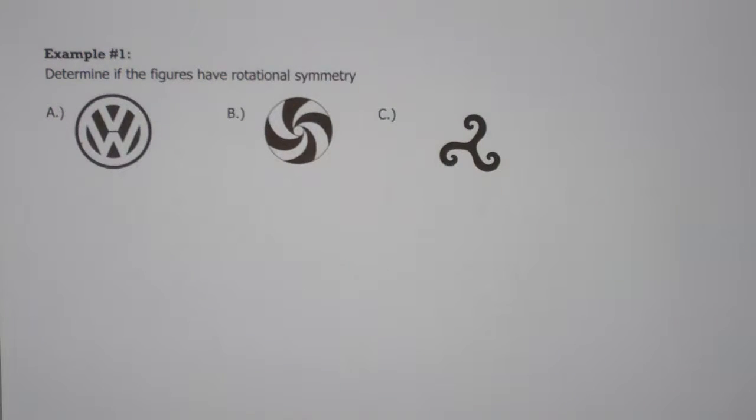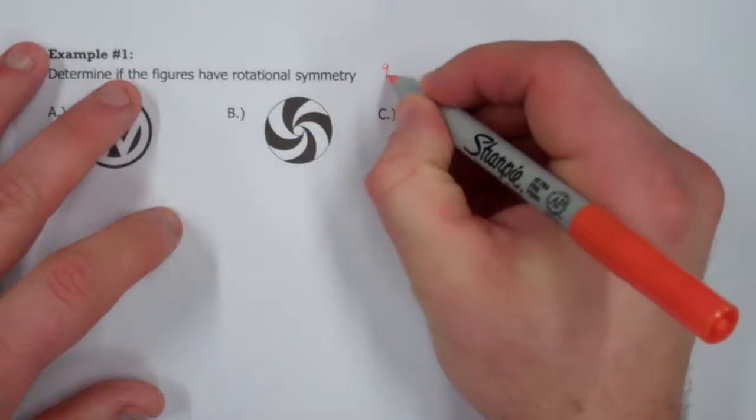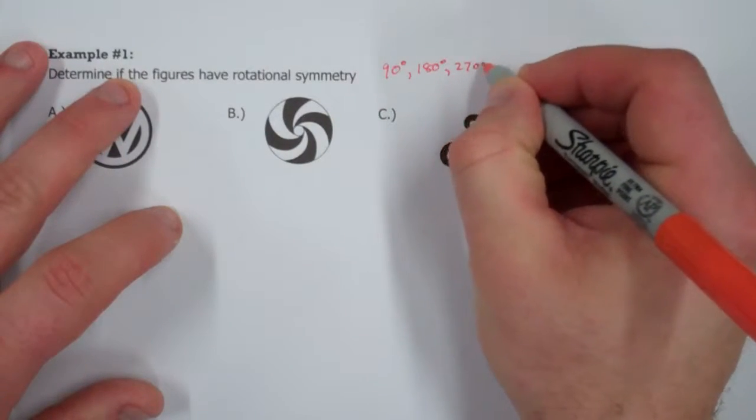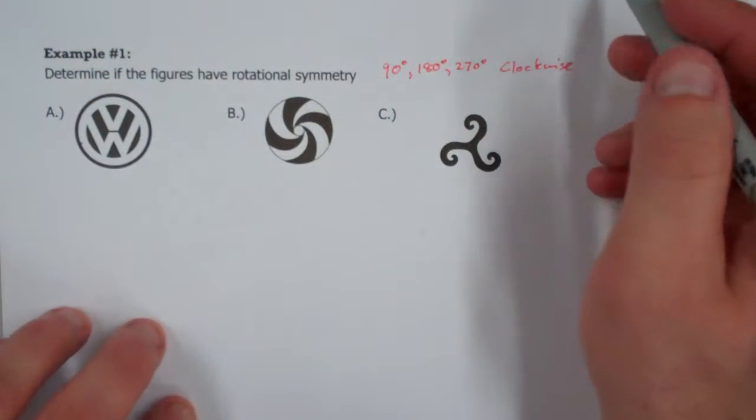In example 1, we want to determine if the figures have rotational symmetry. We're going to discuss some other kinds of rotational symmetry, but I'd like to talk specifically about 90 degrees, 180 degrees, and 270 degrees clockwise. So let's take a look at the first one.